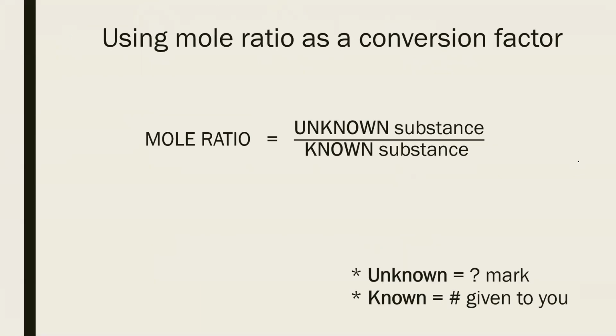Okay, so using mole ratio as a conversion factor, mole ratio is always the unknown substance's coefficient from a balanced equation over the known substance's coefficient from a balanced equation. I like to remember UK, unknown over known. The unknown substance will have a question mark under it in the stoichiometry problem. The known will have a number given to you.